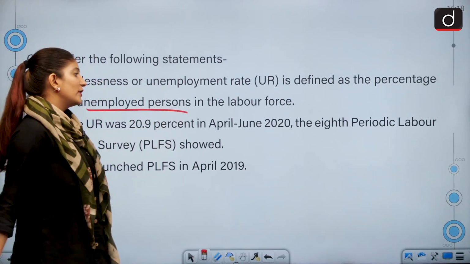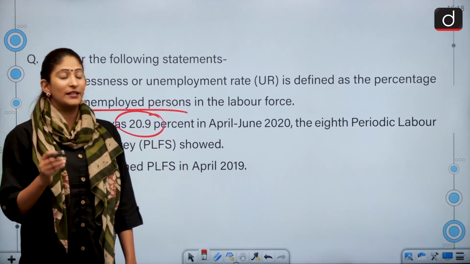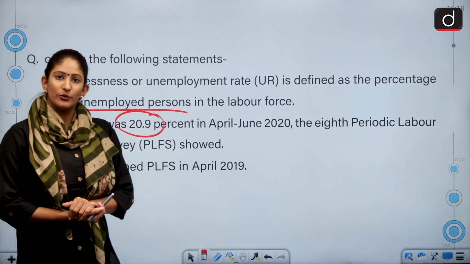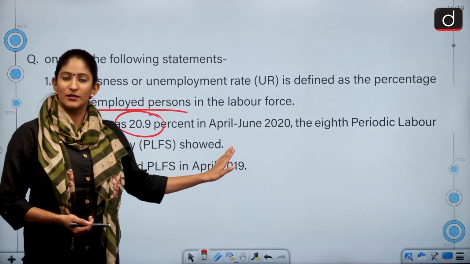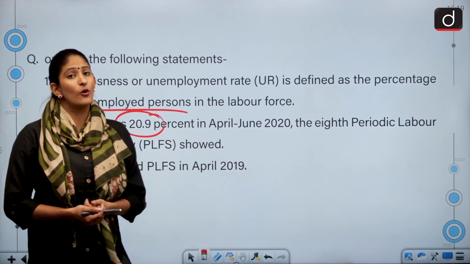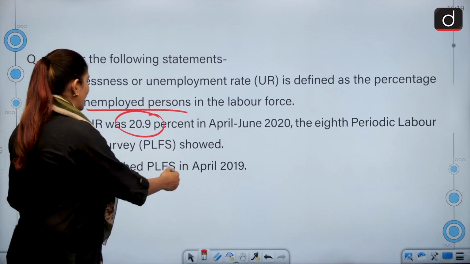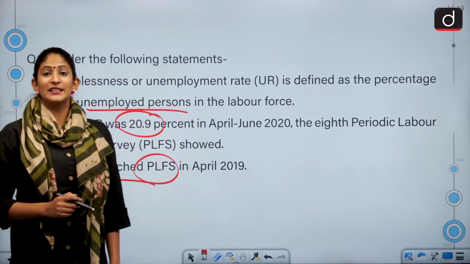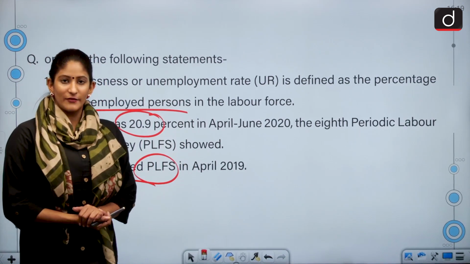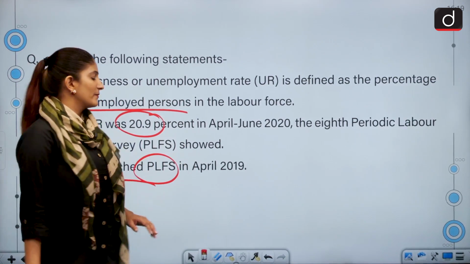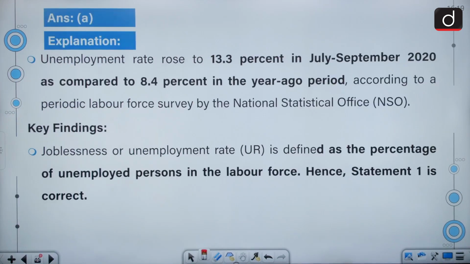And also, according to the 8th PLFS, the unemployment rate was 20.9% in April to June 2020. The first ever strictest lockdown was imposed during this time period because of the COVID-19 pandemic, so it was supposed to happen. Then NSO actually launched PLFS in the year 2017. This is a computer-based survey for employment and unemployment. So we had to select the correct ones, right? So the correct answer would be option A, 1 and 2.